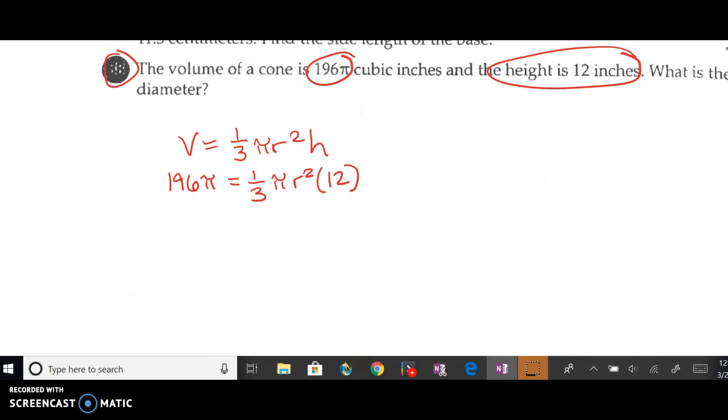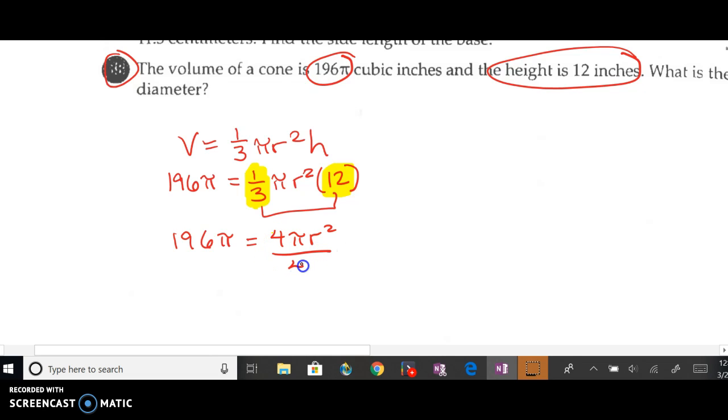So our first step, order doesn't matter in multiplication, so I'm going to take 1/3 of 12 and just go ahead and call this 4 pi r squared. Another fancy trick that I'm going to try here is I'm going to divide by 4 on both sides and pi on both sides at the same time. And you can do that. You can divide by two things at once. So that makes all of my pi's cancel out.